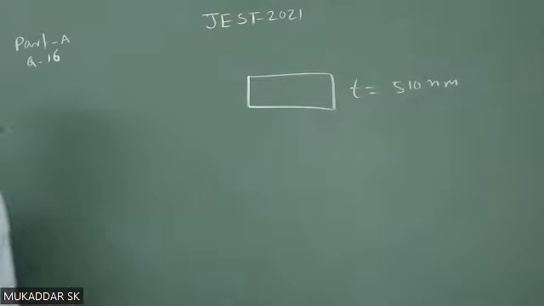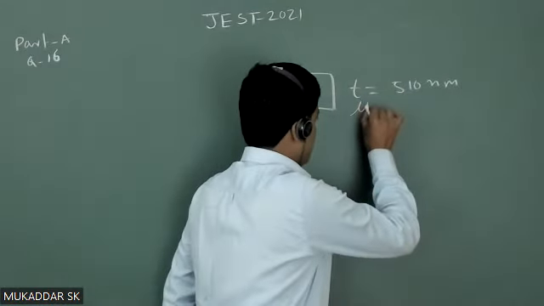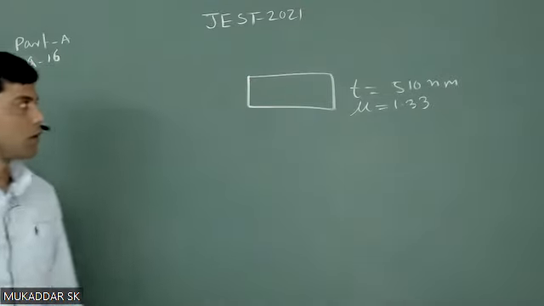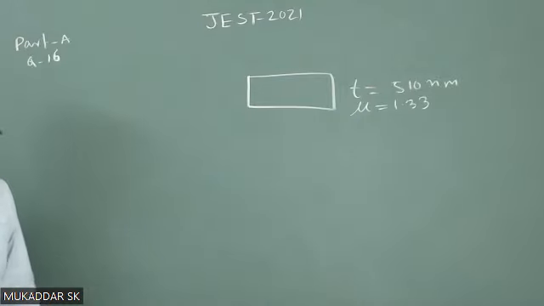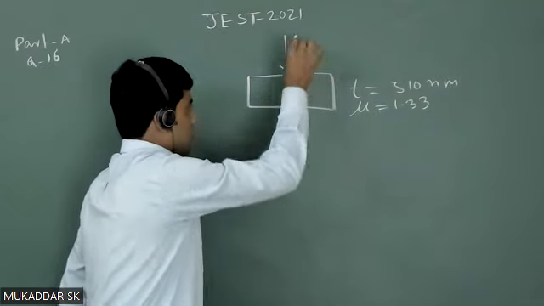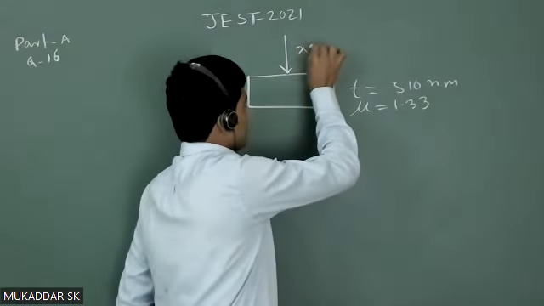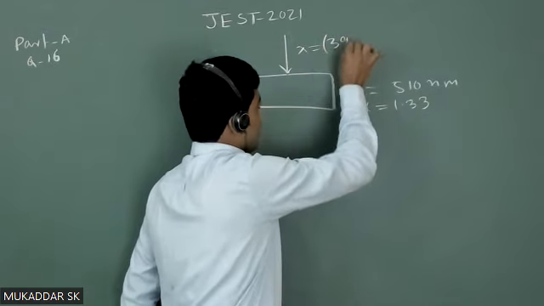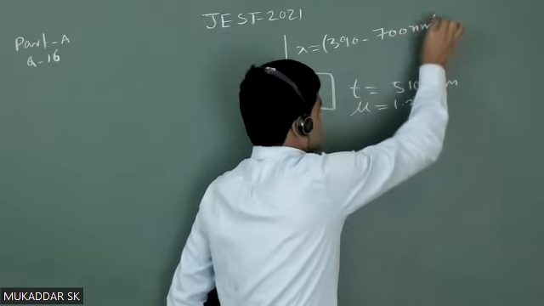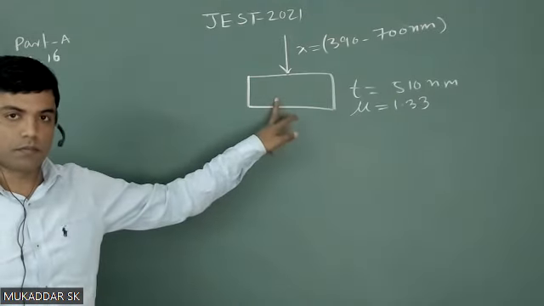Also, it is given that the refractive index of this soap thin film is 1.33. In addition, white light is incident normally on this thin film, and the wavelength of this white light ranges from 390 nanometers to 700 nanometers. They have asked what will be the dominant color of this thin film.